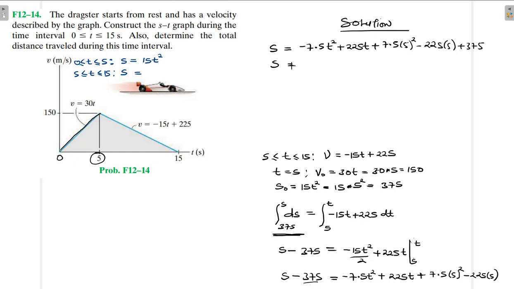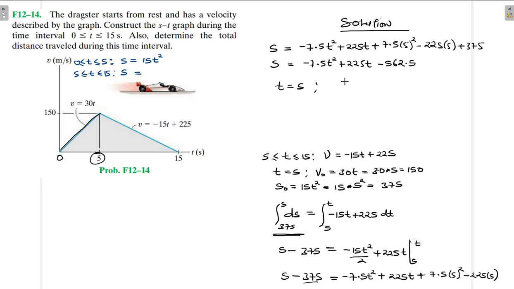So we have 7.5 by 5 squared minus 225 by 5 plus 375. So this gives me a minus 7.5 t squared plus 225 t, and then a minus 562.5. This is a quadratic, right? Okay, so I want to check this at t is equal to 5 seconds.